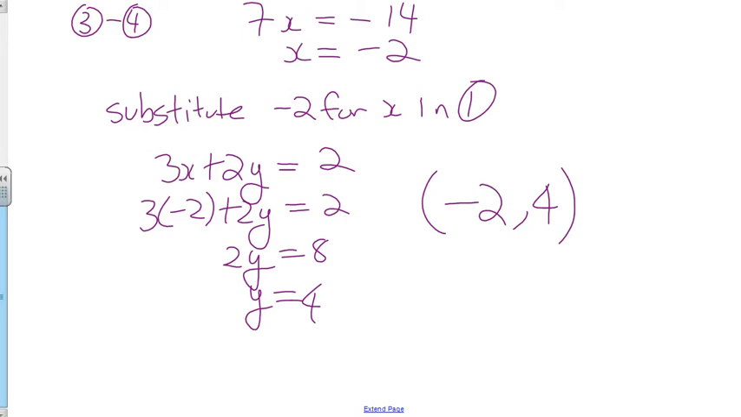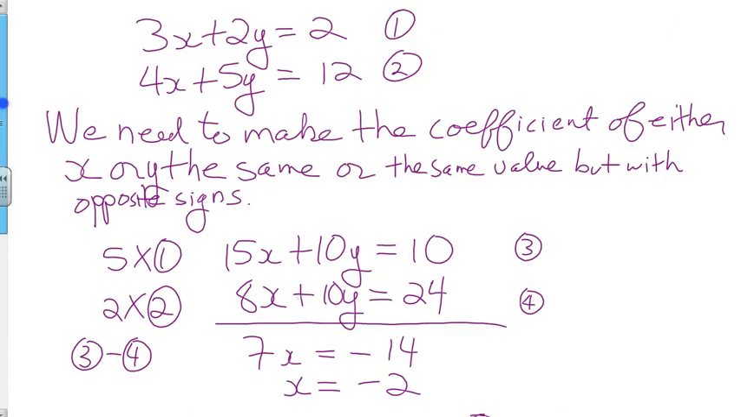Equations 1 and 2. What did I say it was? Negative 2 and 4. Negative 6 plus 8 is 2. Negative 8 plus 20 is 12. Yes. Right? 2 thumbs up. 1 for each equation. Okay? You got 2 thumbs up. Next.